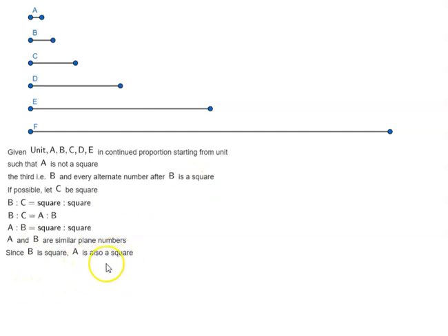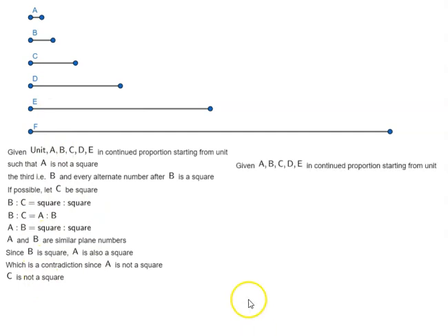And remember, is A square? No, it is given that A is not a square. So we have arrived at a contradiction. So that means that our assumption was wrong, and our assumption was that C is a square. So because of the contradiction, we can say C is not a square. Similarly, we can prove for E as well. Same procedure. But now let's look at cube, the second part of the proposition.